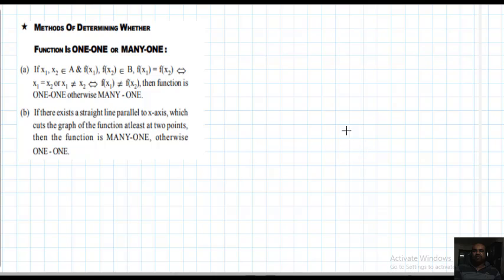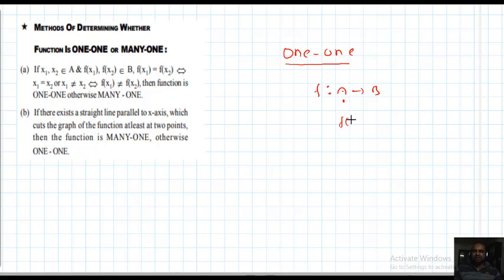First one is one-one function, defined as one-one function, or injective mapping, or injection. A function f from A to B is said to be one-one if different elements of A are paired with different elements of B.